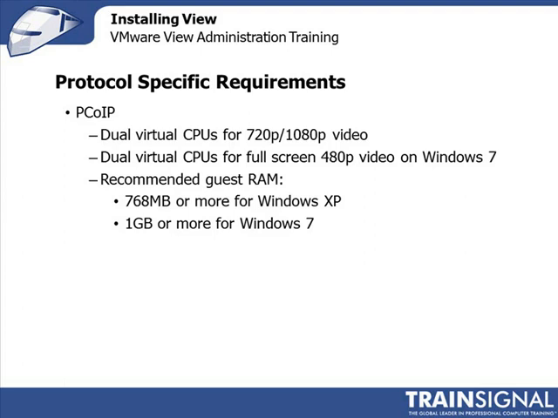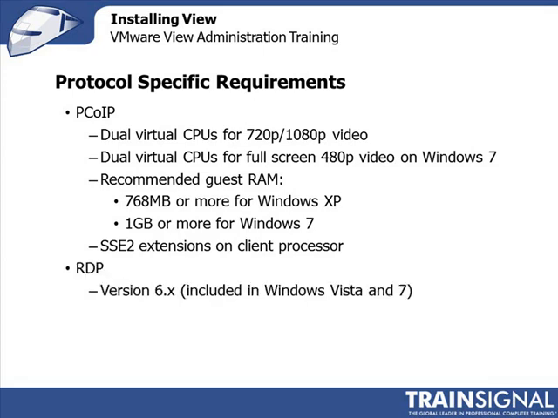These requirements are definitely on the low end, and most likely you'll have to deploy them with more RAM than this. Finally, the client device must have the SSE2 extensions on the processor. This will encompass most processors in the last 4 or 5 years. For RDP, you'll need to make sure that the client device has at least RDP version 6, which is already included in Windows Vista and Windows 7.